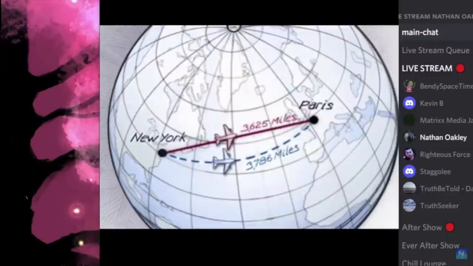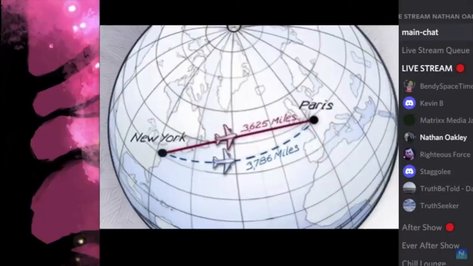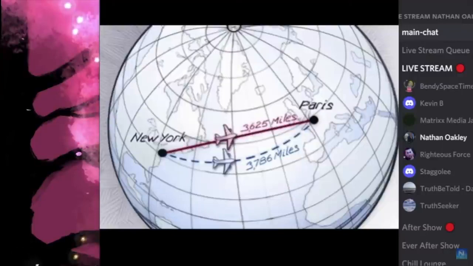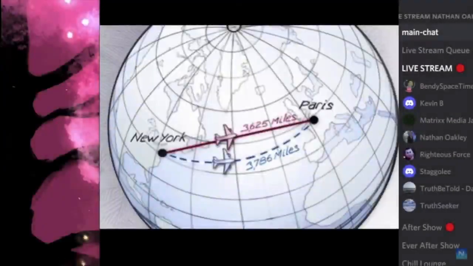So you want to go from New York to Paris in a straight line. It's 3625 miles. And the circular dotted line there is 3786 miles. But here, there's a little trickery because the straight line is their curved line, and the curved line is the straight line. I'll explain. Next slide, please.